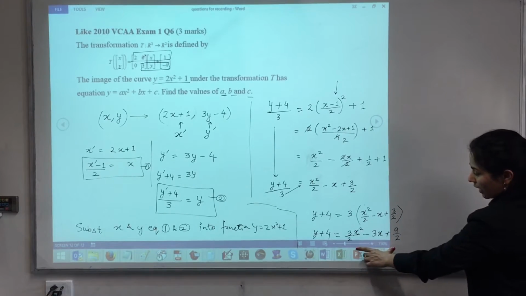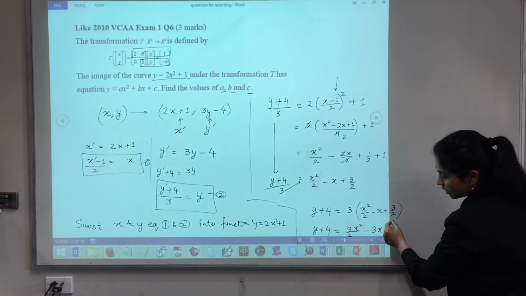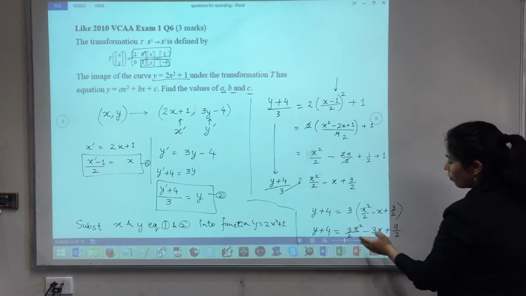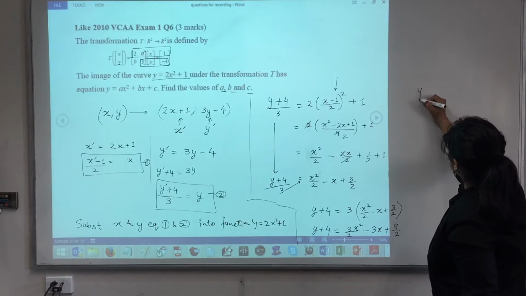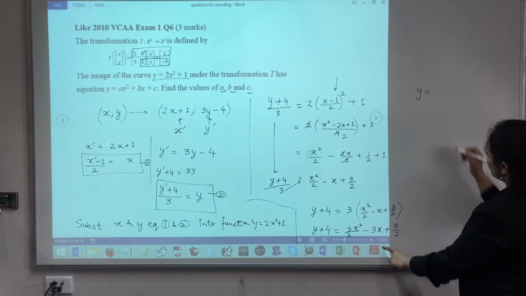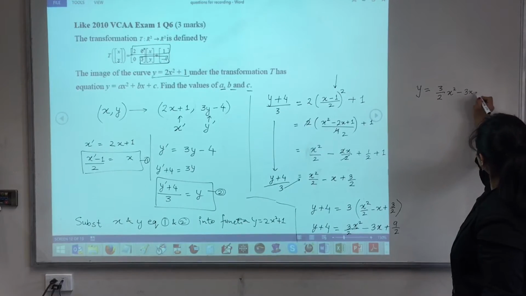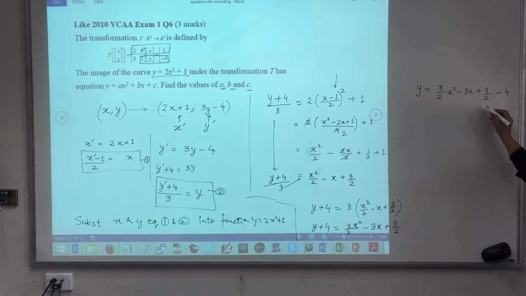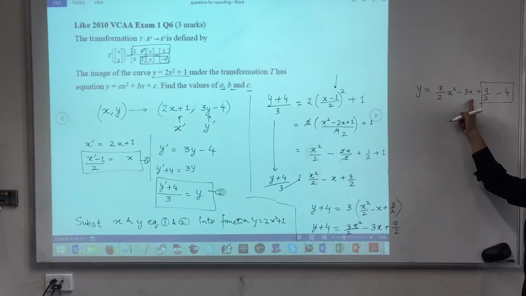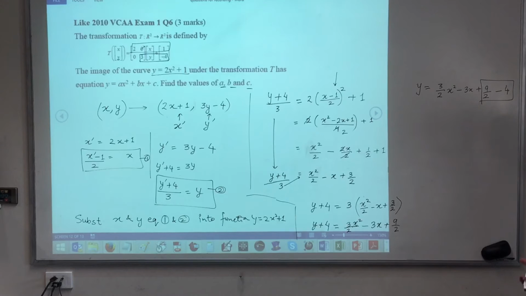Done? So again we've got 3 terms over here, and I need to get rid of this 4 now. So this 4 has to be moved to the other side, or you can say subtracting 4 on both sides. So if you subtract 4 over here, you'll just get y. And if you subtract 4 over here, what you will get? 3 on 2 x squared minus 3x plus 9 on 2 minus 4. These are unlike terms. You can't add or subtract them. That's x squared term, that's x term. These 2 are constant terms, so they can be added or subtracted together.